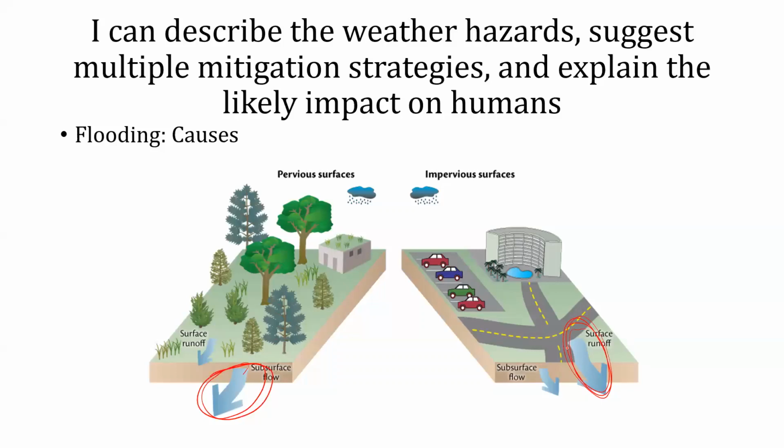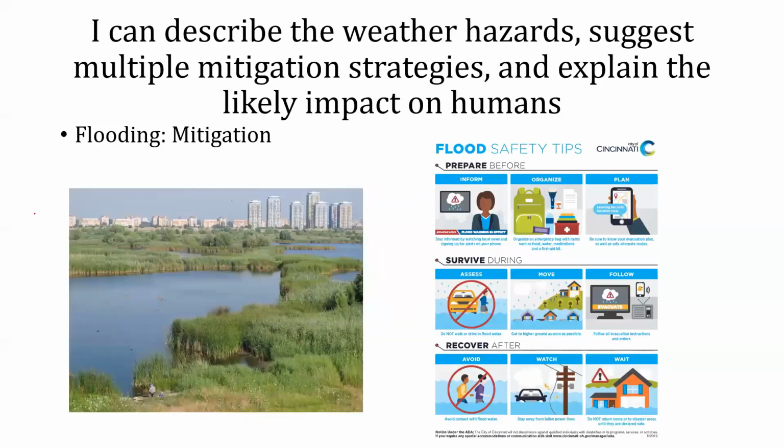So one way to mitigate flooding would be to have more permeable surfaces, whether that be especially engineered concrete that lets water flow through, or whether that be returning an area to a more natural ground surface. So that's what's here in these wetlands next to the city. They are protecting that city from flooding just by being there.